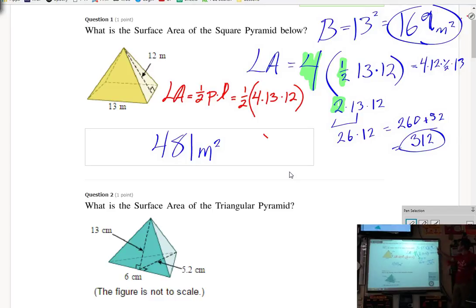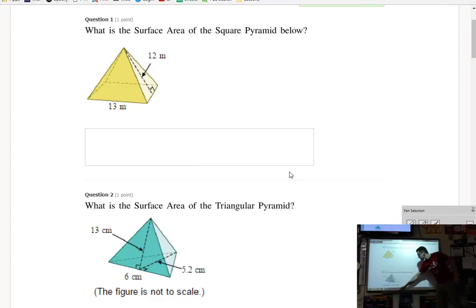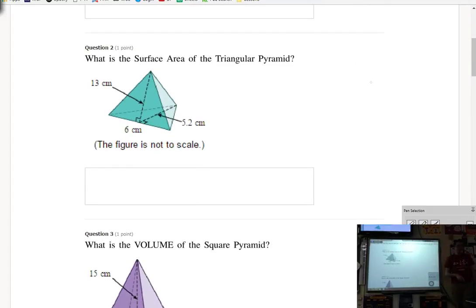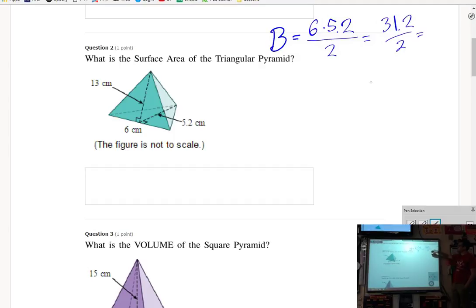On 2, we now have a different kind of pyramid. Ozzy, what's different about this pyramid than the previous? Triangular base. So when we go to calculate our big B, how do we do that here? It's 6 times 5.2 divided by 2. Yeah, again, another manipulation of our formula. Instead of half little b times little h, I can do little b times little h and then divide by 2. So I know 6 times 5 is 30, 6 times 0.2 is 1.2, so 31.2 divided by 2.